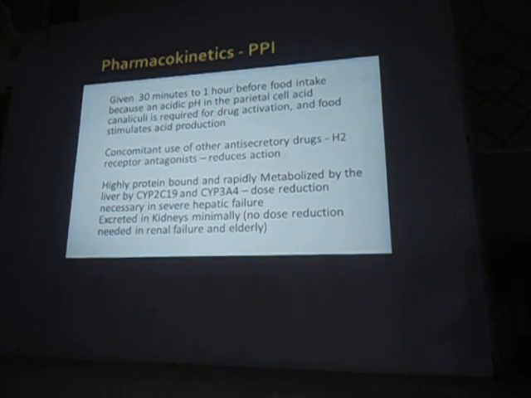One enzyme inhibition action is there: they can inhibit CYP2C, so you can prevent the metabolism of some of the drugs that are given together. They are minimally excreted by the kidneys, so no problem with renal disease and in the elderly.